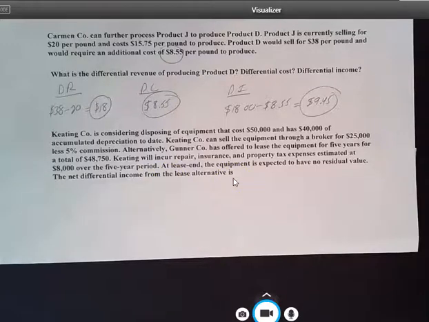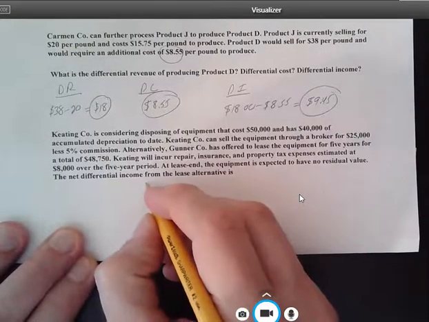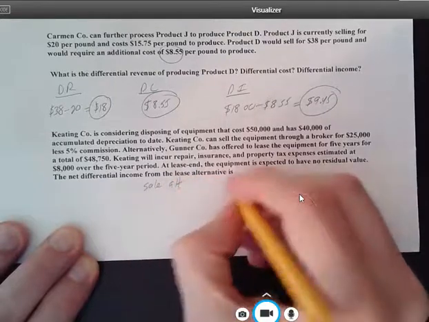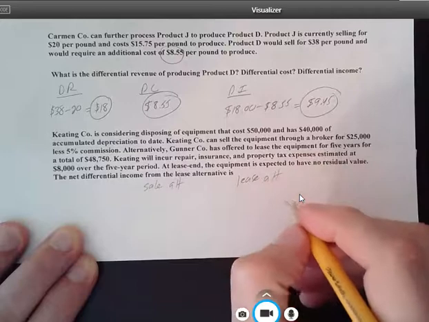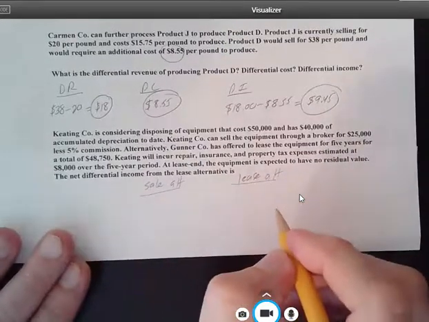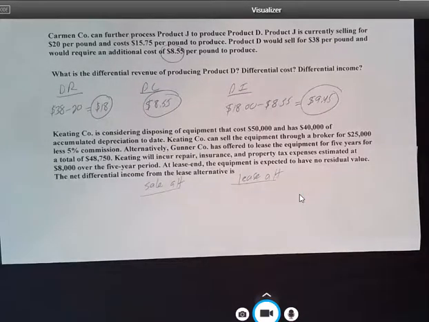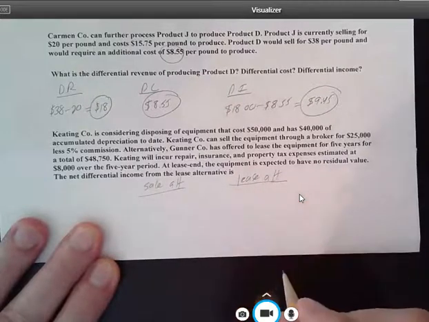Okay, so we need to know what information we need and what we don't need. We actually don't need what the original cost was, and we don't need what accumulated depreciation is. The reason being is that this $40,000 of accumulated depreciation reflects depreciation expense that's already been taken. And these are considered sunk costs. So all we have to do here is look at our sale alternative and our lease alternative. And we're going to ignore the time value of money concept, okay? Because that would complicate things further if we consider time value of money.